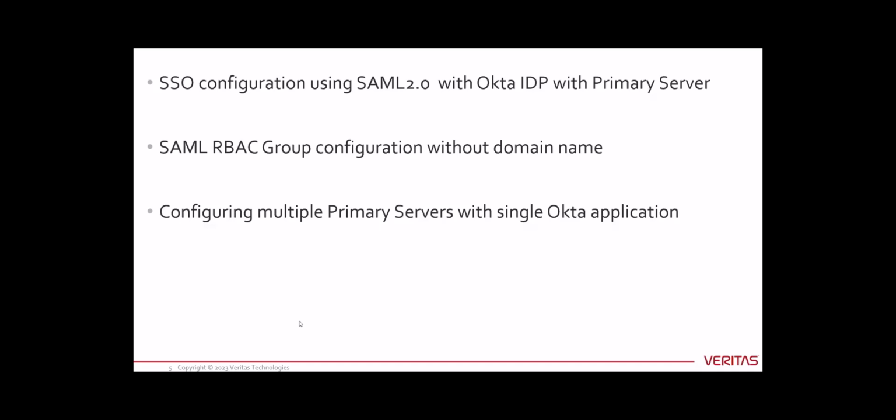In this video, we are going to show you how to configure Single Sign-On, or SSO, using SAML version 2. We'll be connecting to Okta External Identity Provider, or IDP, version 4 with a NetBackup Primary Server. To make the connection, we'll use SAML to configure NetBackup RBAC groups without domain names. Lastly, we'll cover how we can configure multiple primary servers together with a single Okta application. That way we don't have to manage individual primary servers from the Okta IDP side.